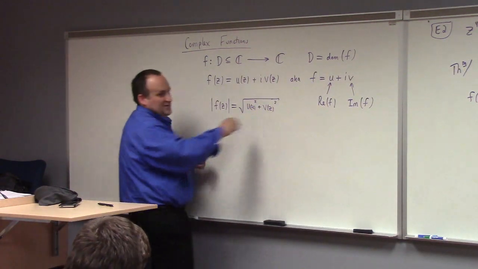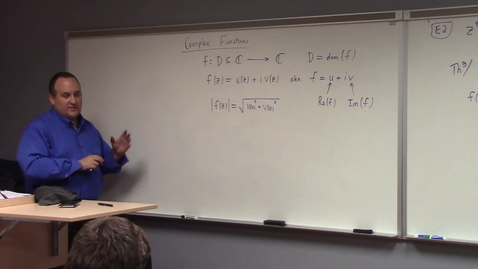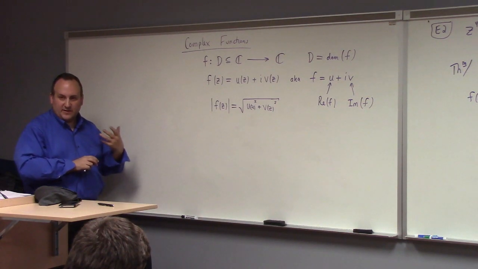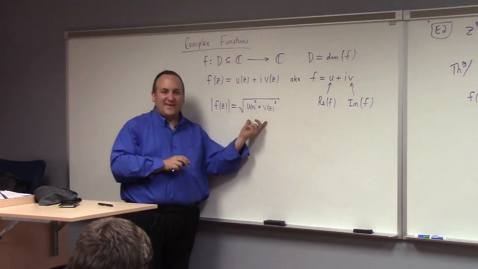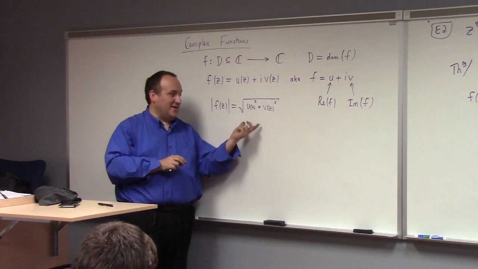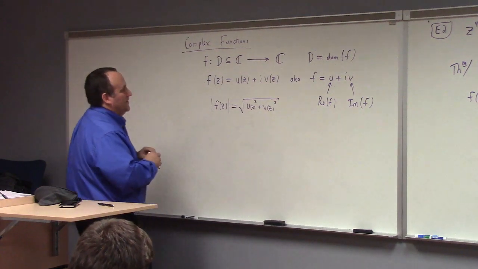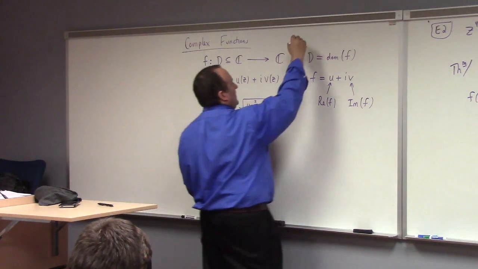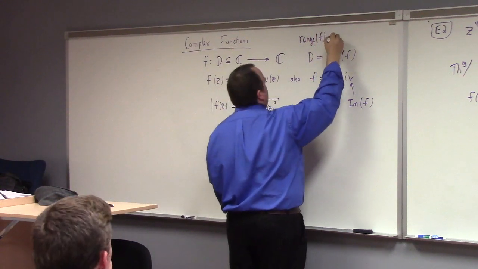I almost never use this formula. It's almost always better to find the modulus of a complex function by some other direct argument. In fact, using this way of thinking to find the modulus of the complex function's value might be the worst way. All right. Now, I should also mention, of course, that the range of f is what? This should come as no surprise to you. That is f of D.